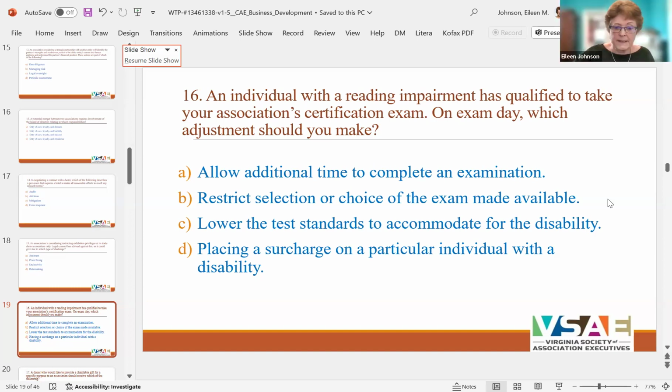Okay, the answer is C, lower the test standards. And I think by this, they don't mean the actual tested material, but the standards that are used in administering the test. So it could be additional time is not what this individual needs. It could be they need someone to read the question to them or something else. Yeah, we're just going to move on.